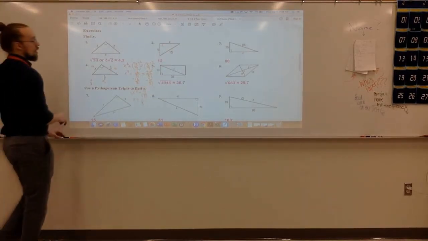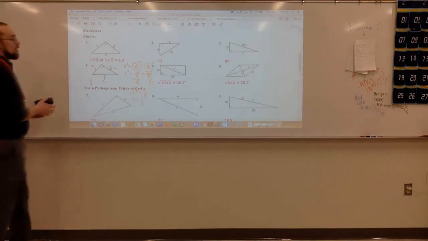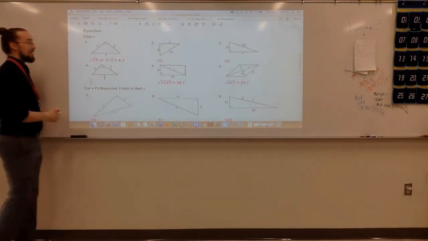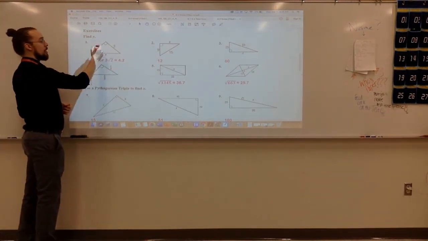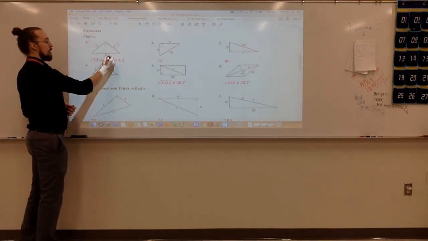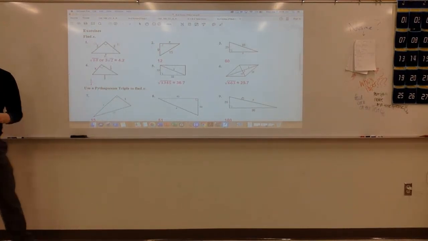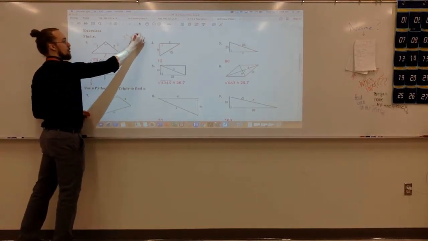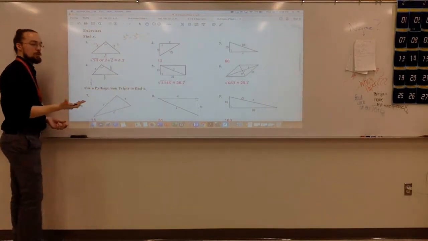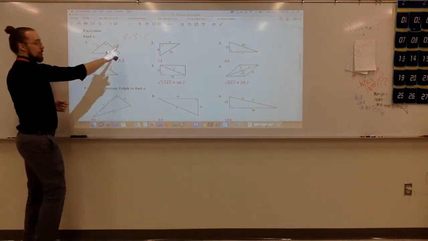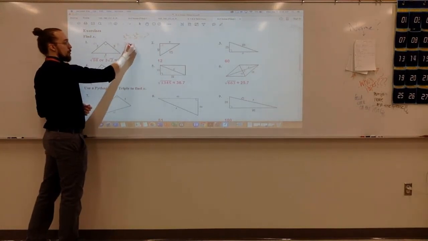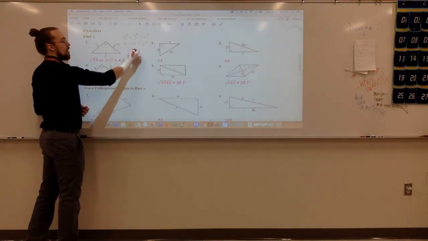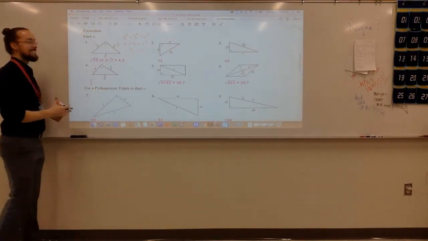Number 1. On number 1 here, again, thinking about labeling the sides first, the two legs would be the 3 and the 3. So this would be A and B, and then X would be C. My setup would be 3 squared plus 3 squared equals C squared, or X squared. Then square my numerical values. 3 squared is 9. So 9 plus 9 equals X squared. Add those together, get 18.